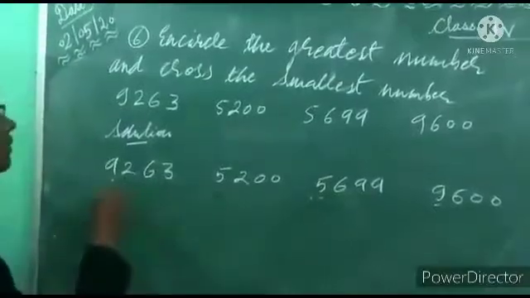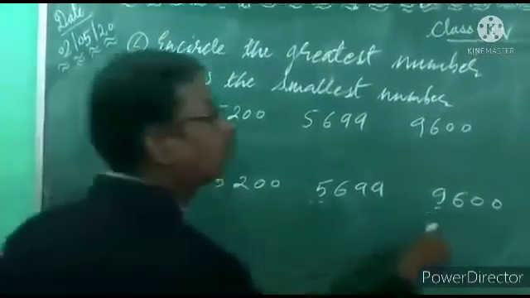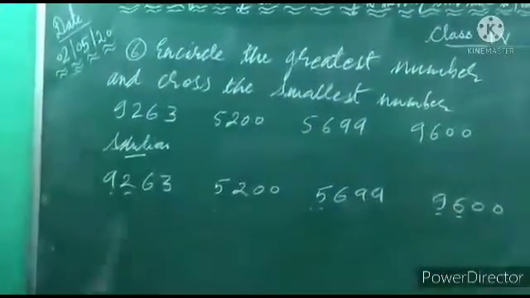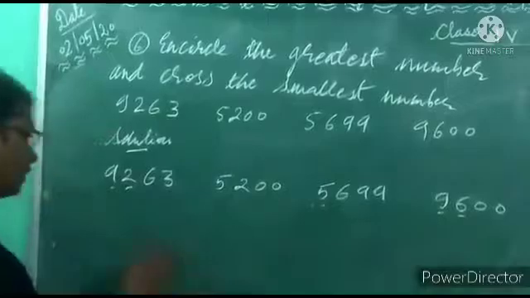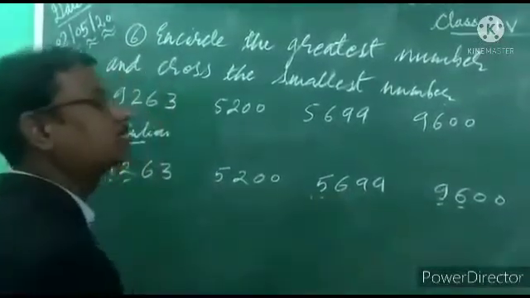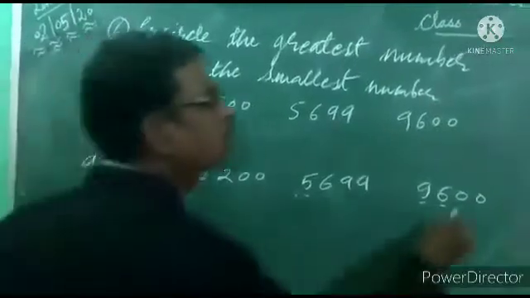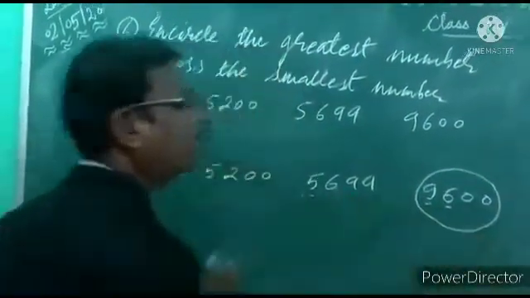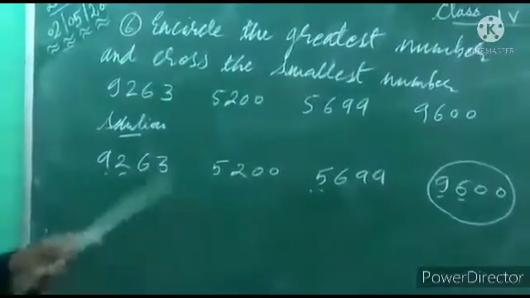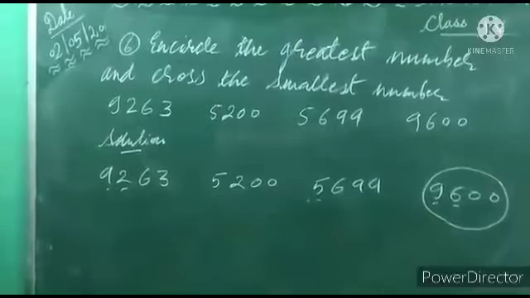Here it is the same, so compare the next place, the hundreds place. Now here is given 2 and here is given 6. Among 2 and 6, which number is greatest? 6. So among these 4 numbers, the greatest number is 9600. So to encircle means you have to circle the greatest number like this. Now the next one is given here, and cross the smallest number.